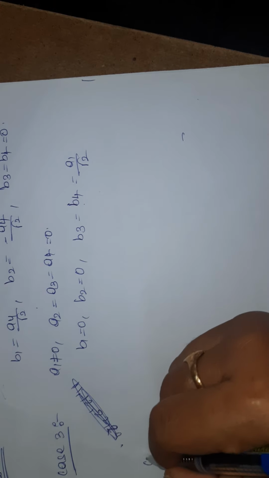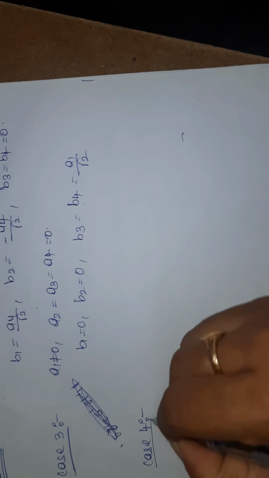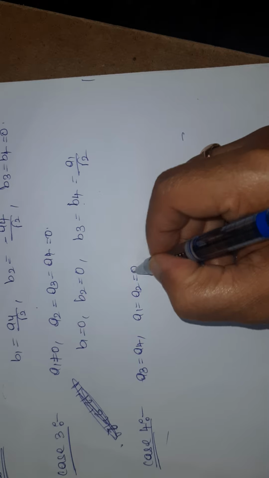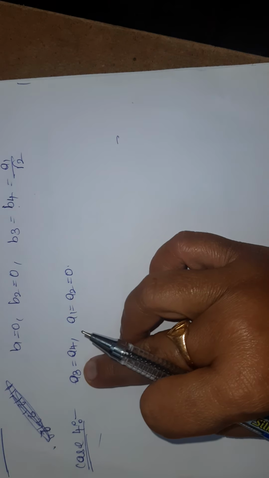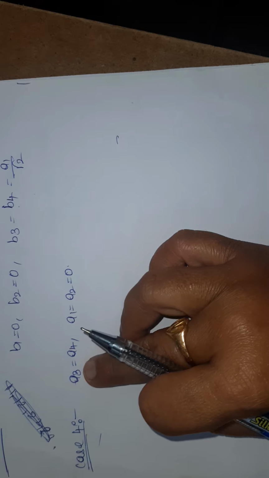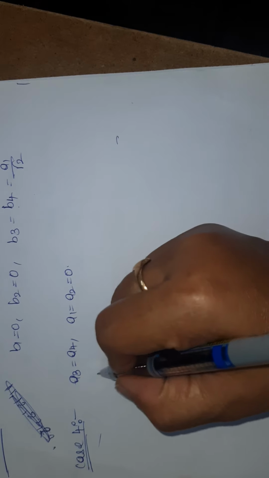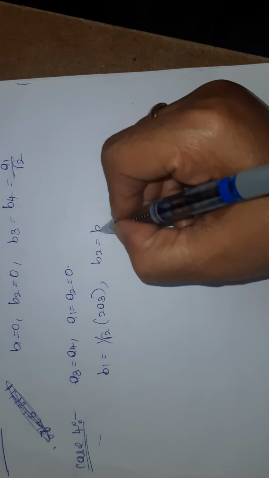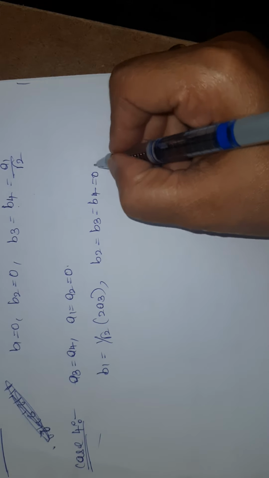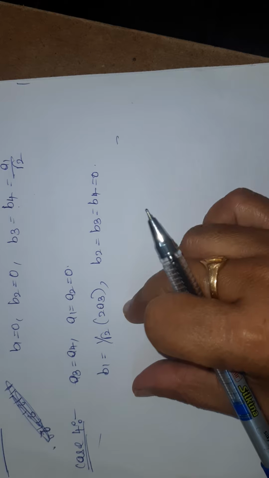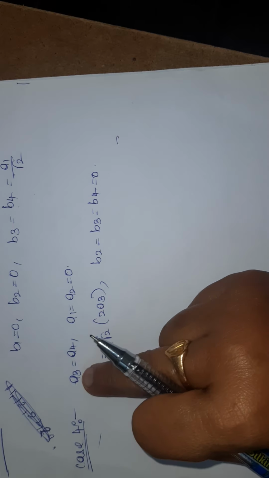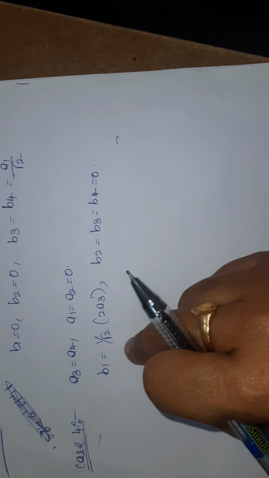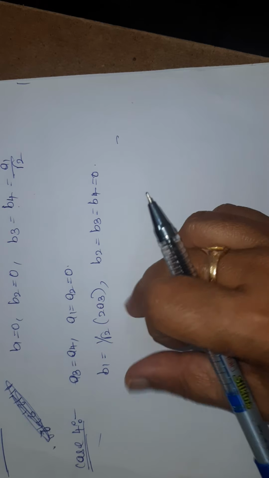Okay, next, case 4. A3 is equal to A4, A1 is equal to A2 is equal to 0. If I am applying equal inputs, then the output is like this. This is nothing but the additive property. Equal inputs at port 3 and port 4 result in an output at port 1 in phase and equal in magnitude. These two are added together.